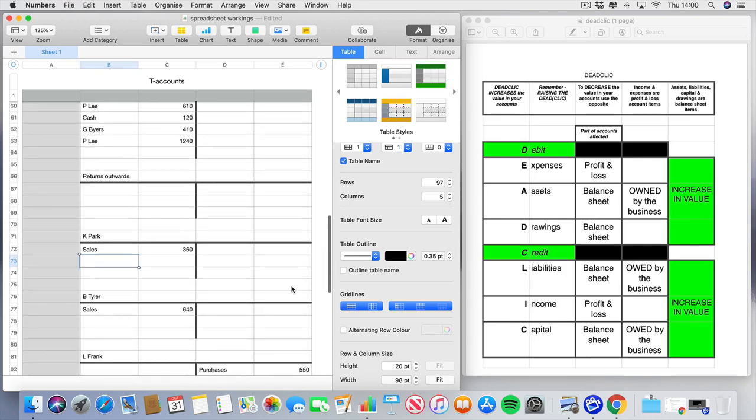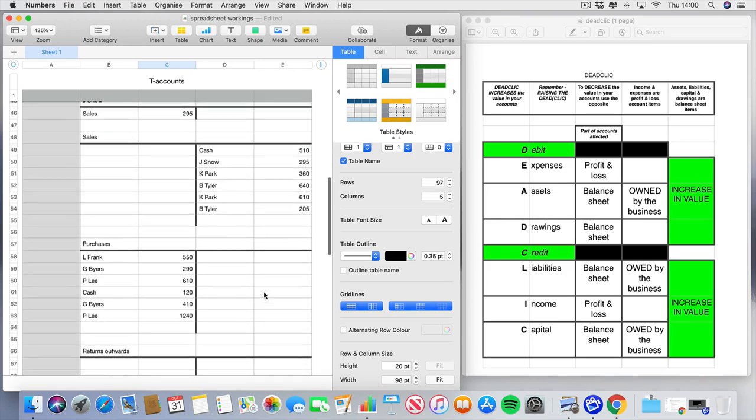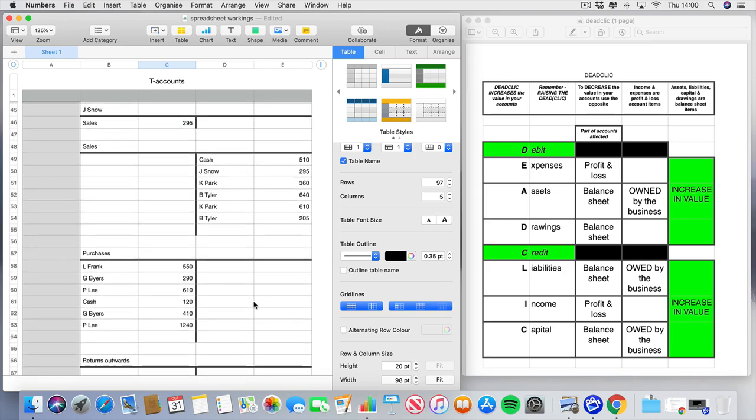Let's see if we can find them. There we go. So K Park is an asset because they're a debtor to the business, increasing the value, so it's a debit. So K Park sales, and that's 610. And exactly the same for B Tyler, that's sales, and it is 205. Sorry, 610 and 205. A bit of a mind block there. There we go, 610 and 205. Okay. So we've done that.